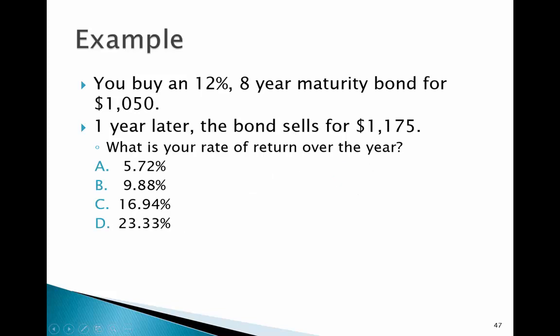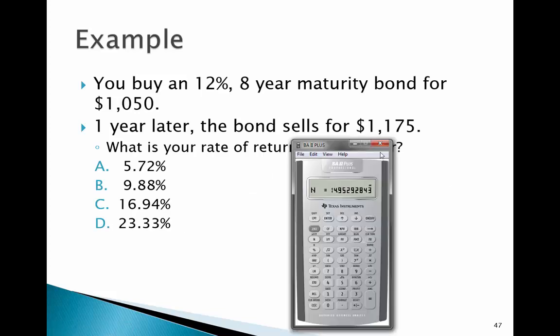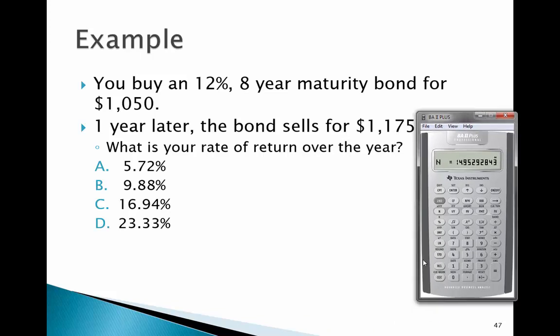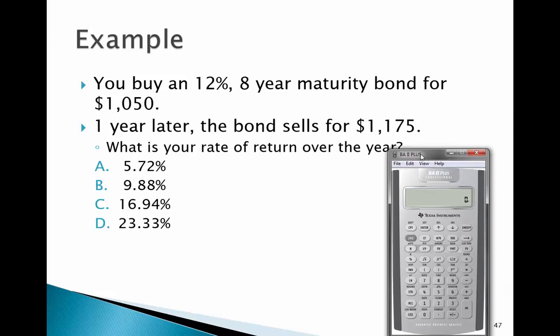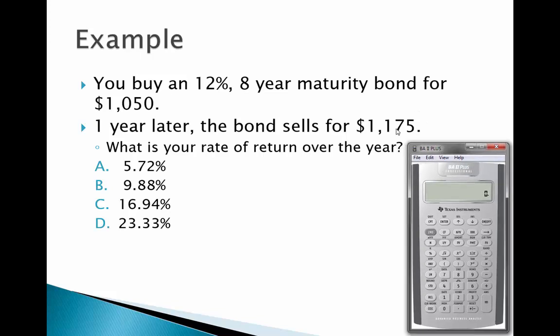Okay, so here's one for you to practice. I'll put the answer up, but I encourage you to stop the recording and practice this. So you buy a 12% 8-year maturity bond for $1,050. Well, I know the price, so I don't really need to do anything with these numbers. I know I bought it for $1,050. 1 year later, the bond sells for $1,175. So this is a pretty easy problem.